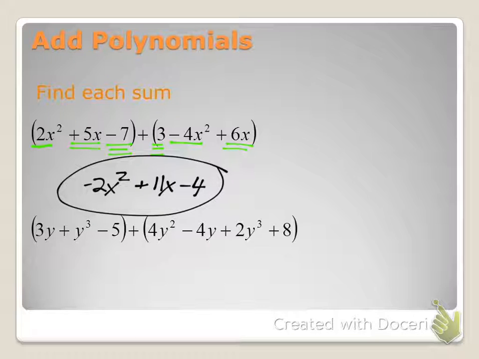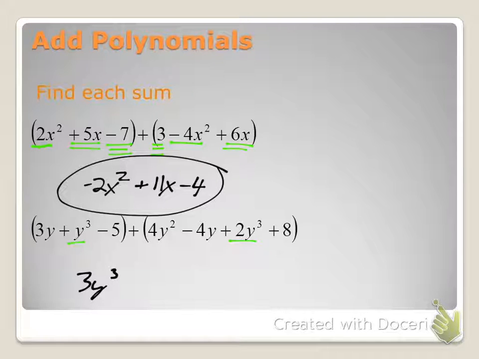Okay, so let's see. I scan my problem. I do like a Terminator scan across it. I look for my biggest exponent, in this case that's 3. So I'm going to do my cubes first. So y cubed plus 2y cubed gives me 3y cubed. Alright, go through again.